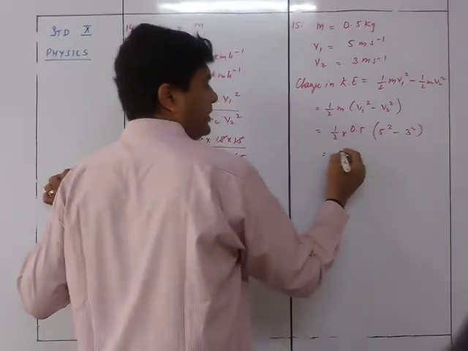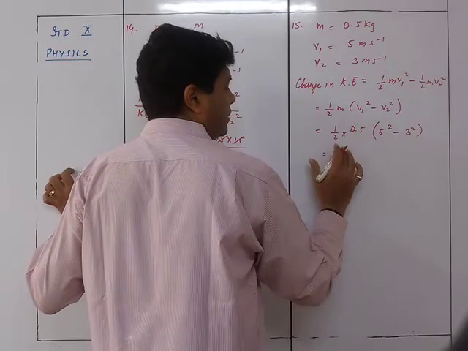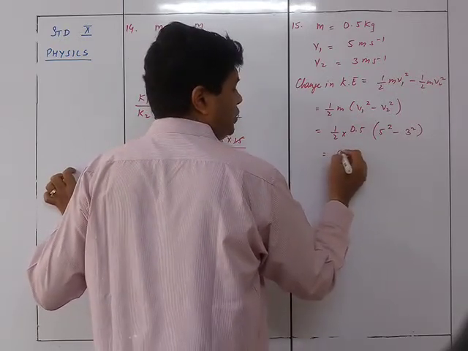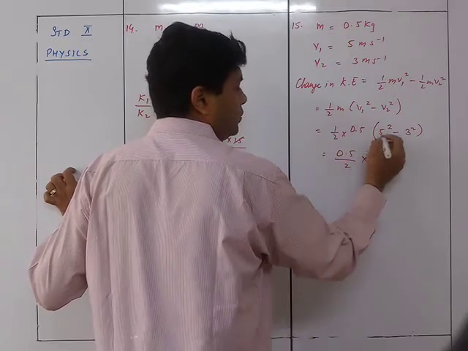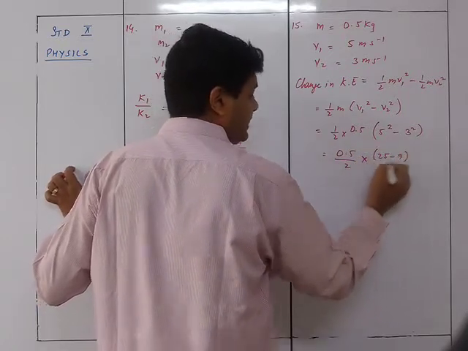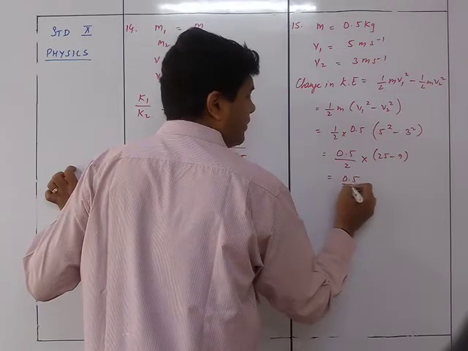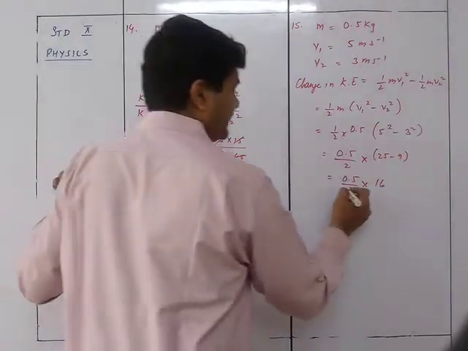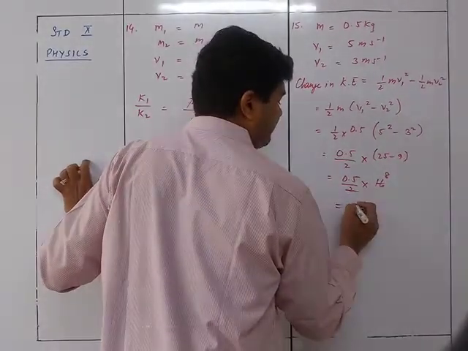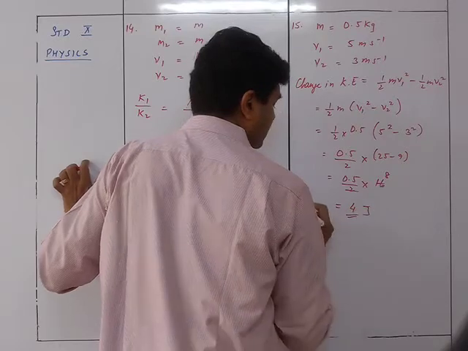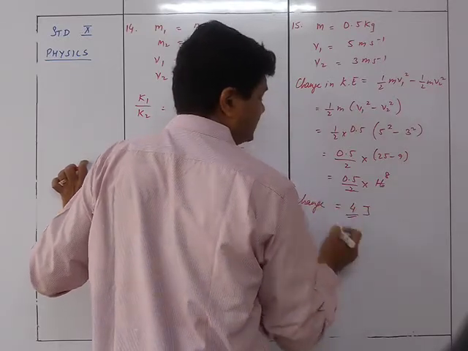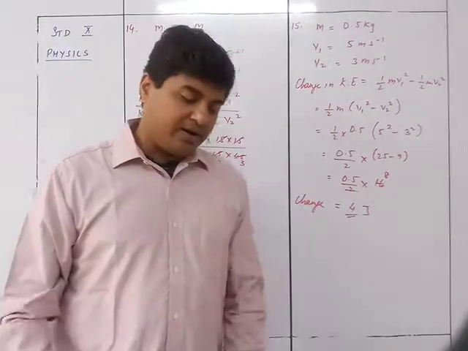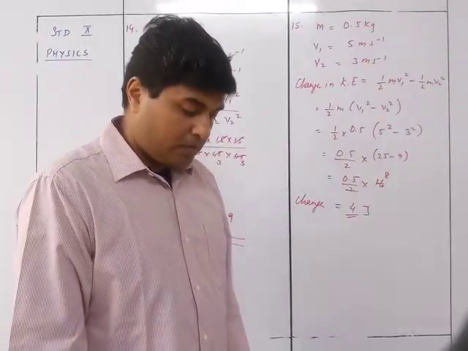So that's going to be 1 upon 2, or I can directly write over here 0.5 upon 2 into, this is 25 minus 9. So that's 0.5 upon 2 into 16. Right, so that gives me 8 over here. 8 into 0.5 will be 4 joules. So the change in kinetic energy will be 4 joules. So that's the change in the kinetic energy of the ball.